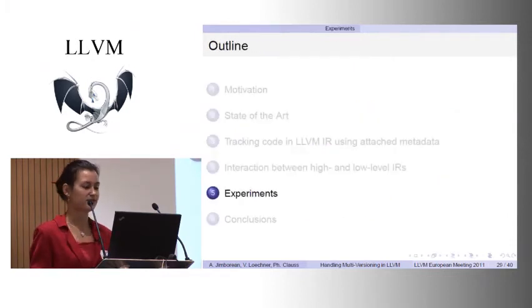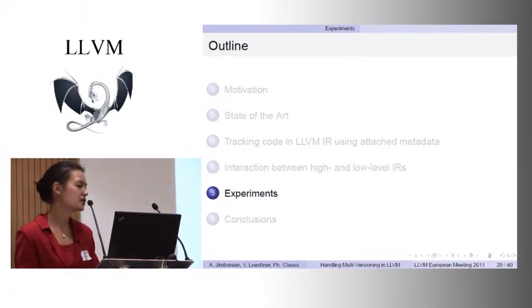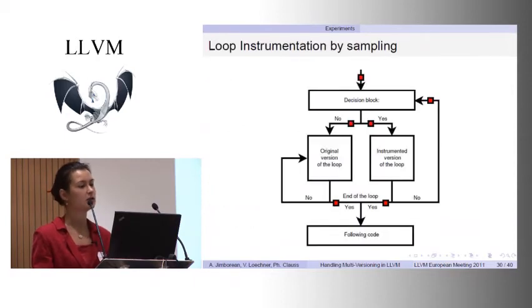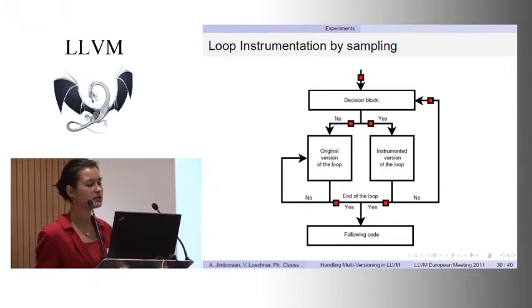Let's see the experiments that we have done. I'm talking today in this presentation mostly about loop instrumentation, and we have done this by sampling. So we create the original version of the loop on the left and the instrumented version on the right. As you can see, we connect them with a decision block, and all the red squares that you can see on the slide are the callbacks that are made to the runtime system. So we have a callback to inform the runtime system that we entered the decision block, so a region that we are interested in for instrumentation. Then we have a callback before entering the instrumented version or the original version, and at the end of each iteration of an instrumented version.